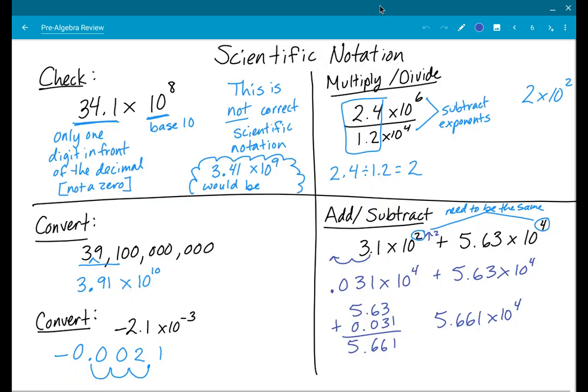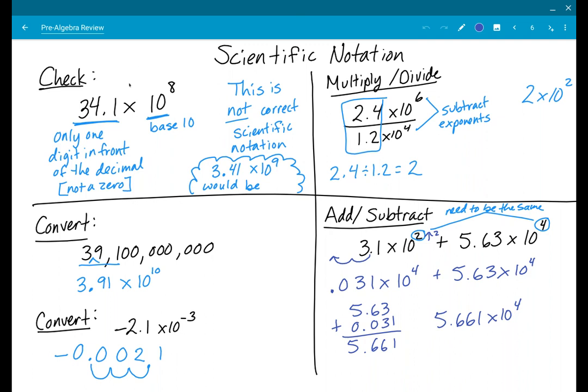Our last topic today is scientific notation. And there are, again, 4 different types of problems, and technically 6, that you might see under the header of scientific notation. The first thing we need to know is how to identify if something is or is not correct scientific notation.